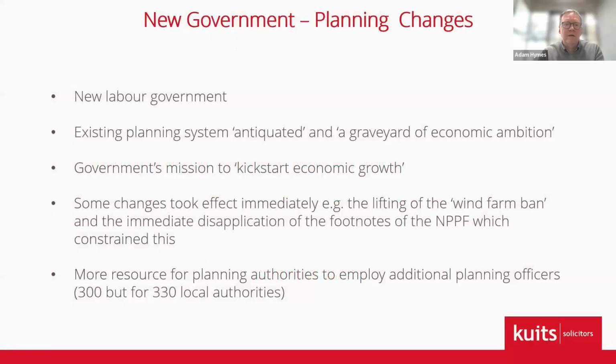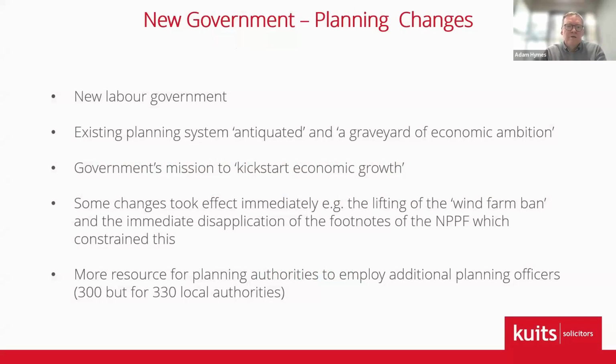Okay, so to kick off, as everyone will know, we obviously have a new Labour government here. There's been a lot of talk about the existing planning system being not fit for purpose, words such as antiquated, a graveyard of economic ambition, and so on being bandied about. And the government has stated a mission to kickstart economic growth, which is all well and good, but what does that actually mean in the context of planning and property?